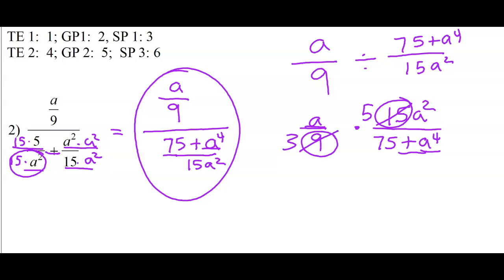Go ahead and write what you believe the final answer is. Okay, go ahead, John. What is it? 5a cubed over 3a to the 4th plus 225. Oh, so you actually distributed the 3? Yeah. You can do that. I'm going to not, but you can.